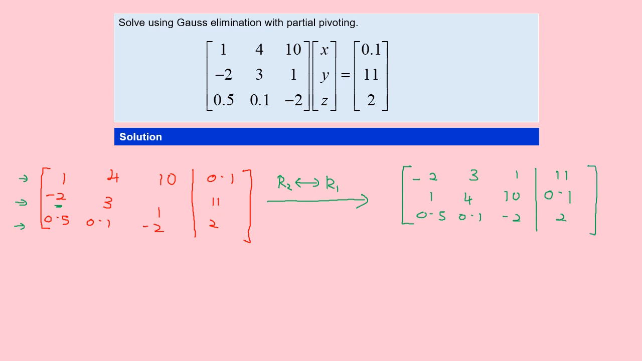Please be careful. Although we have negative here, since we want the largest magnitude, the value must always be positive. So we can just ignore the negative. We just take the value. So between 1 and 2, of course, 2 is bigger than 1. So we need to change the row. So our pivot element becomes the largest compared to 1 and 0.5. Then we can continue with our elimination process.